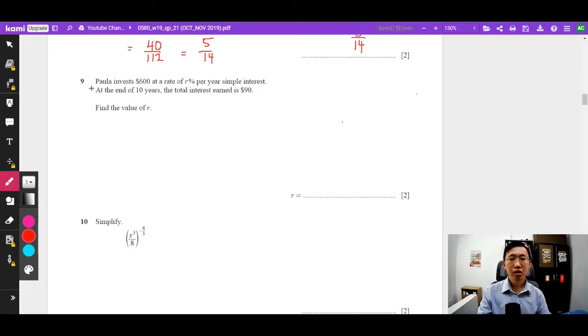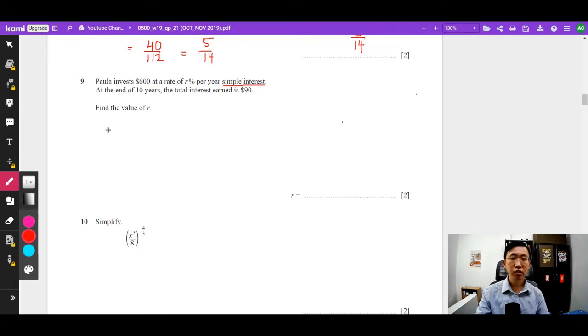Okay, number 9. Paula invests $600 at a rate of R% per year simple interest. The moment you see this kind of question, you need to underline the keyword. Simple interest is the keyword, so you need to use the simple interest formula. At the end of 10 years, the total interest earned is $90. Find the value of R.